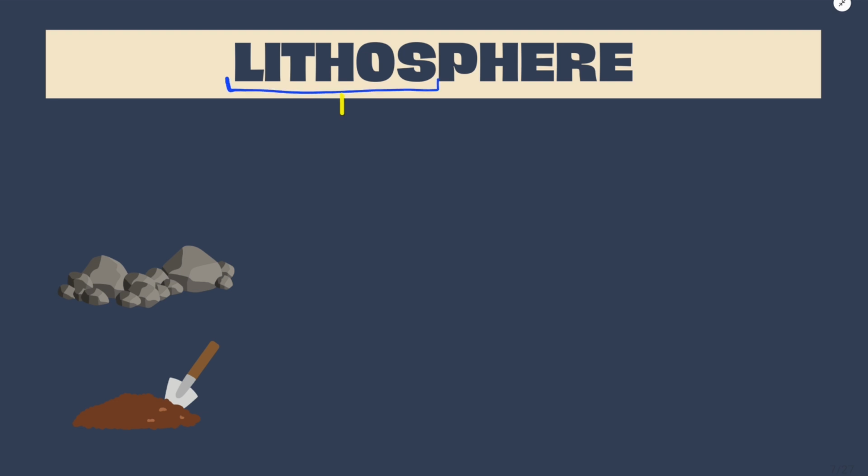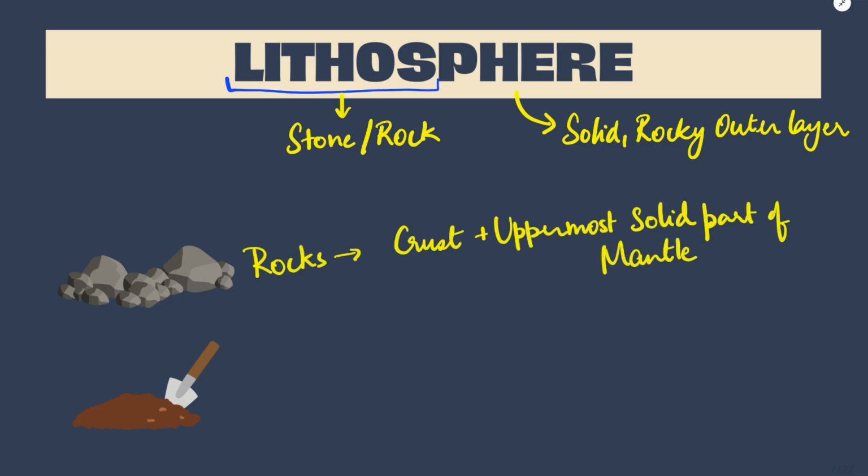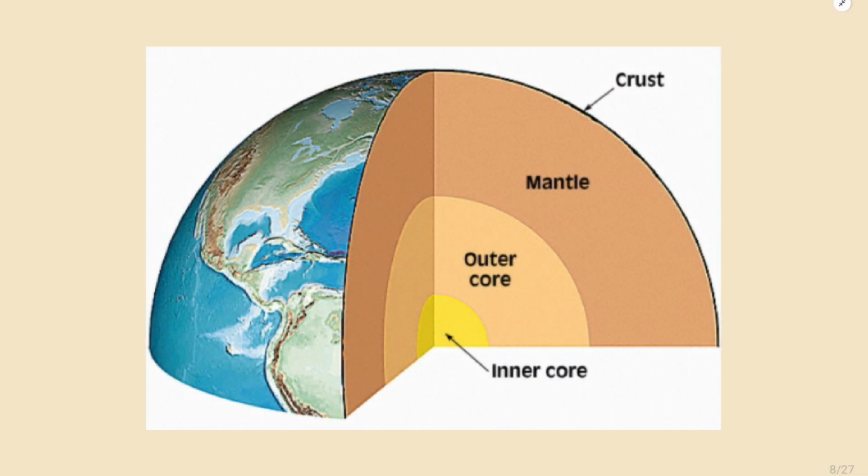The word lithos in Greek means stone or rock. Hence, the lithosphere refers to the solid rocky outer layer of the earth. It consists of rocks of the Earth's crust and the uppermost solid part of the mantle, and the thin layer of soil, which is rich in nutrients and essential for supporting life. In higher classes, we will learn that the Earth is made up of three main layers, that is, the crust, the mantle, and the core.